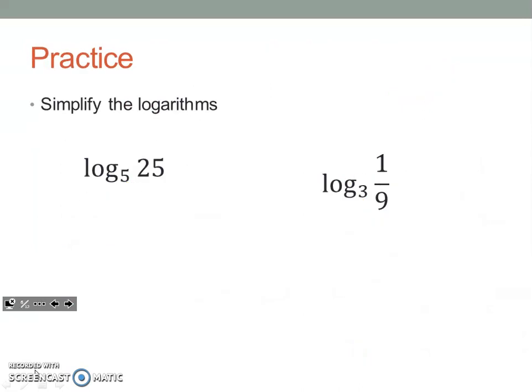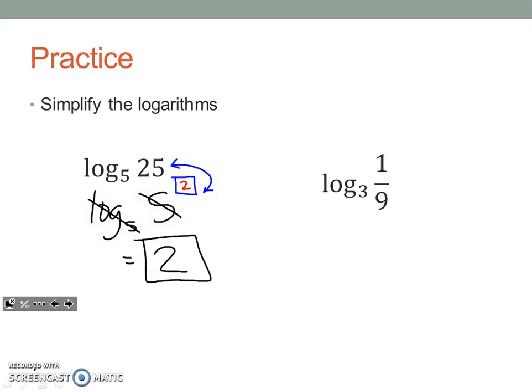All right. Try these on your own here real quick. We'll see what we can get out of this. Okay. So this one here, log base 5 of 25. I've got to make this a log base 5 of 5 to some power. So what's the relationship between 25 and 5 to some power? Well, 5 squared would equal 25. So I can cancel those, and my answer is 2.